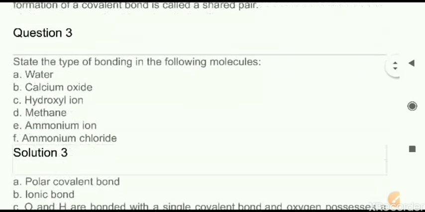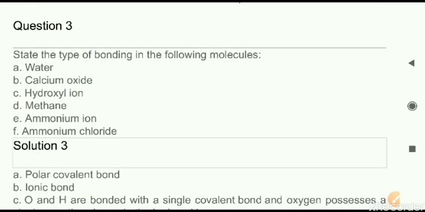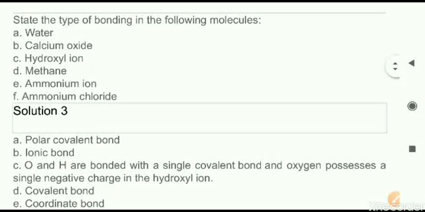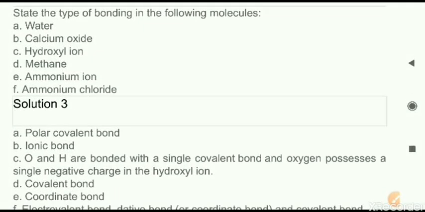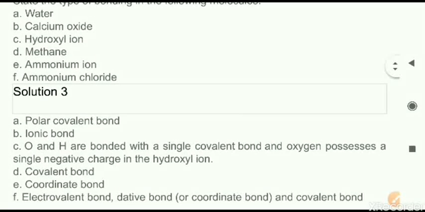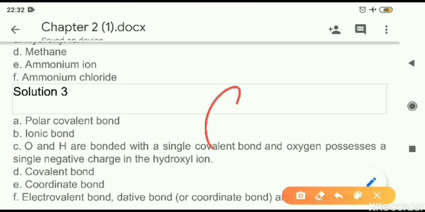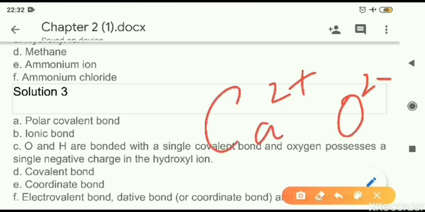Next, question number 3, state the type of bonding in these molecules. So first one is water. In water we are having polar covalent bond. Second, calcium oxide. Now calcium is actually positively charged. It forms Ca2+ and oxygen forms O2-. So positive and negative charges attraction will lead to what? It will lead to ionic bond.